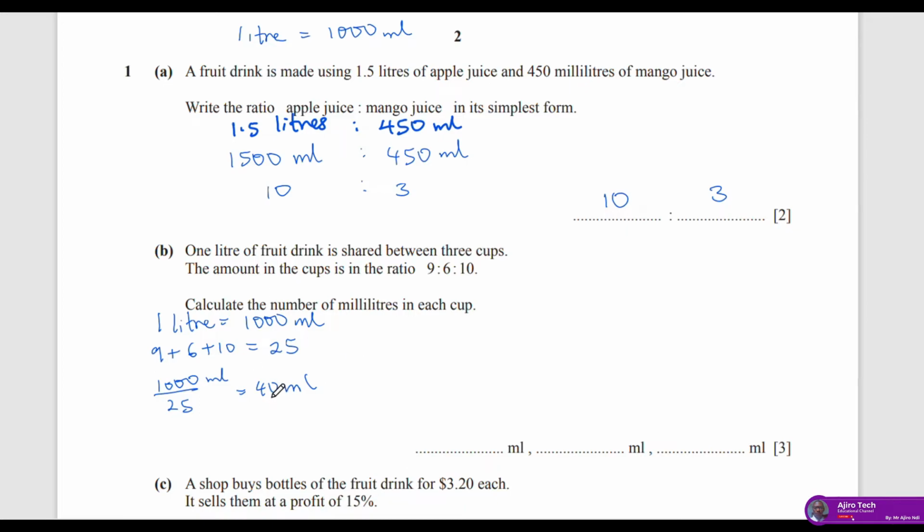This is ratio 1. So ratio 9 should be 9 times 40, which should give us 360 milliliters. 6 times 40 should give us 240 milliliters. Then you have 10 times 40, which should be 400 milliliters. If you add all these figures, you get 1000.